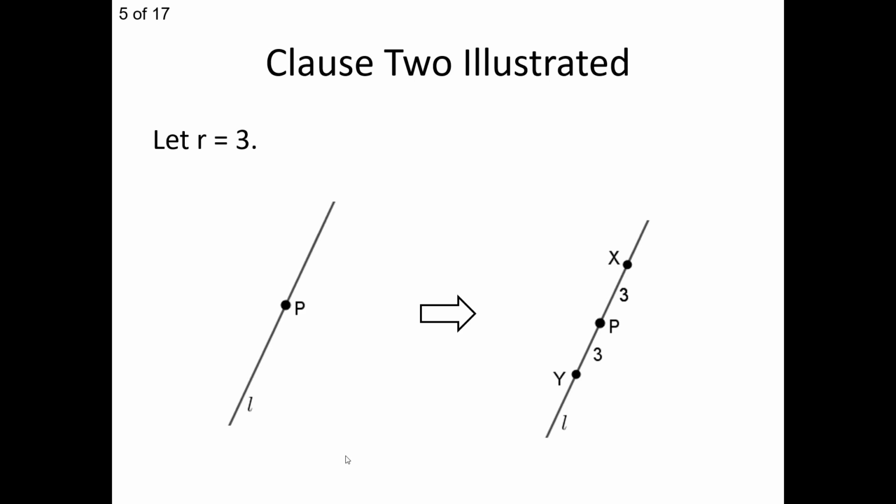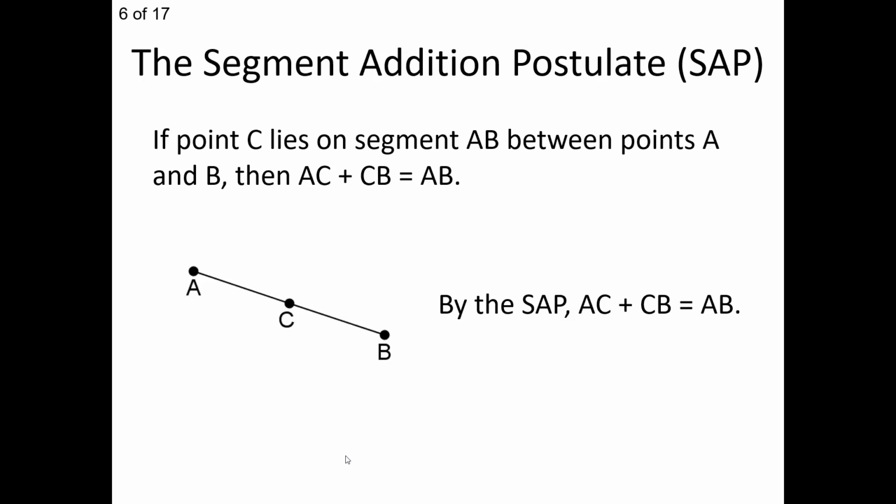So clause 2 of our ruler postulate says that we can make measure. We have our first clause that says things have measure, and then we can also make measure. So what does that ruler postulate then allow us to do? It allows us to say that we can actually begin adding measures together.